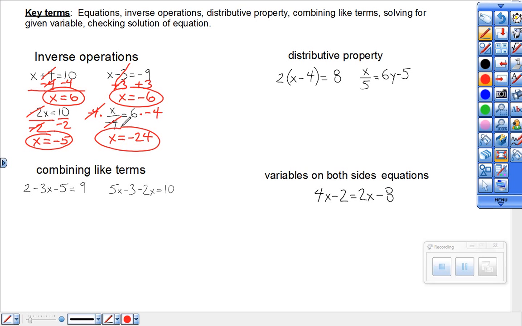Next one, I added 3 to both sides. Negative 9 plus 3, knowing my negative rules, is negative 6. I divided on the third one, divided by negative 2, gave me negative 5. And then the fourth one, I multiplied by negative 4. I'm going to do a couple checks in blue, and then we'll move on.